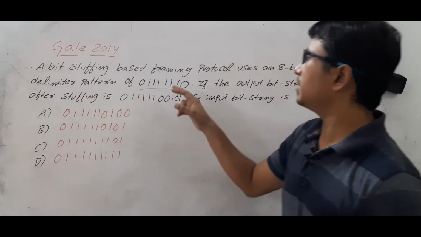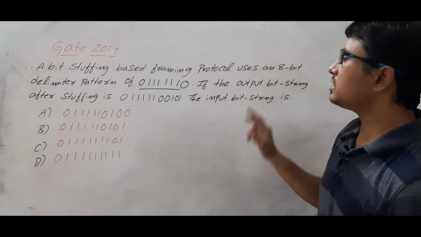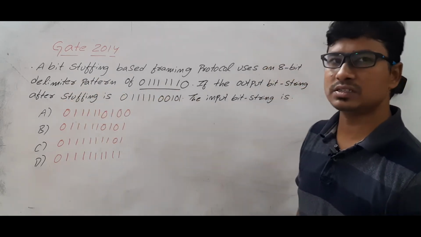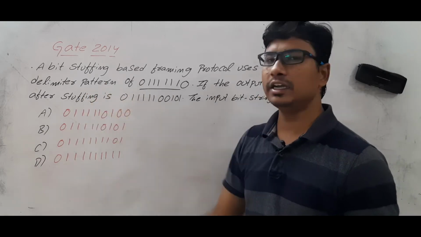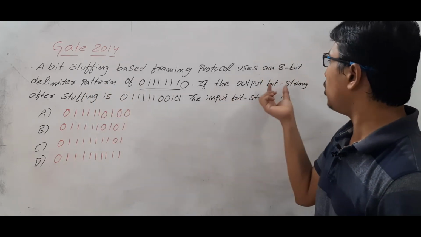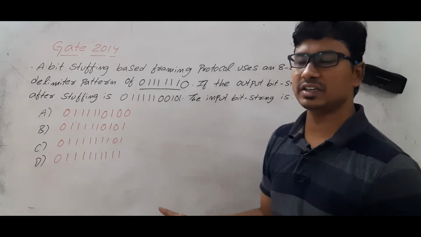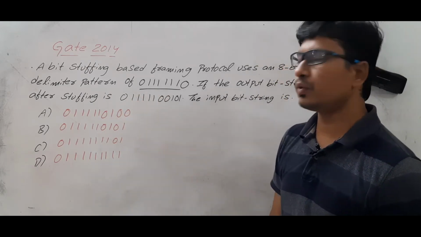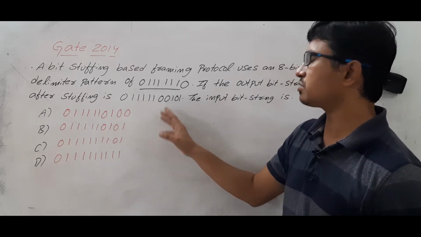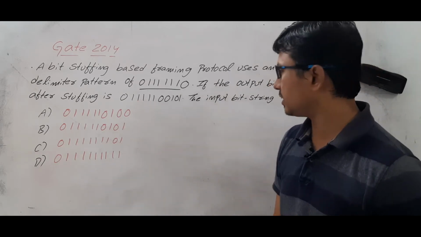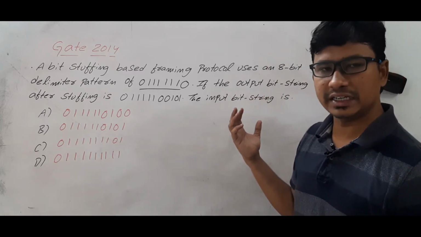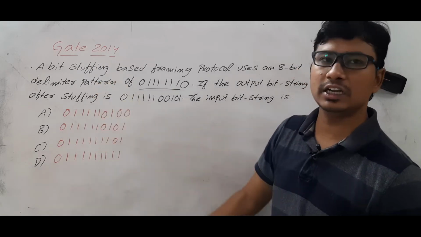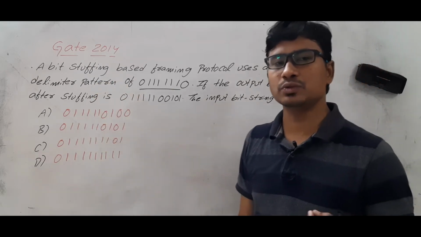A bit stuffing based framing protocol uses an 8-bit delimiter pattern of 01111110. So, this is the 8-bit delimiter pattern they are using. If the output bit string after stuffing is 0, 5 ones, 00, 101, so totally you are getting 6 plus 5, 11 bits output you are generating, then what is the input string? They have given 4 inputs, for which input for this delimiter pattern you will get this output. That is what they are asking.